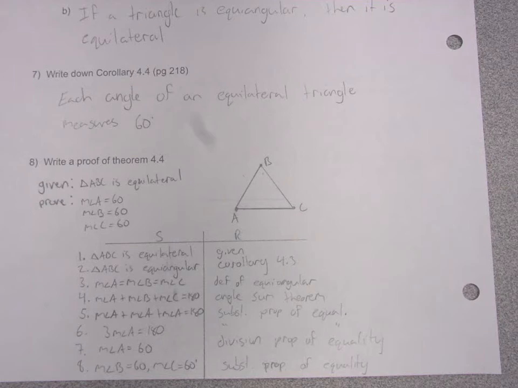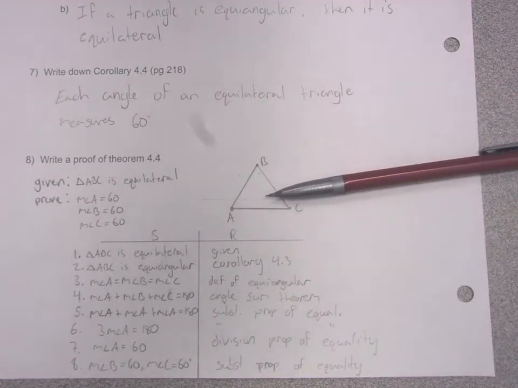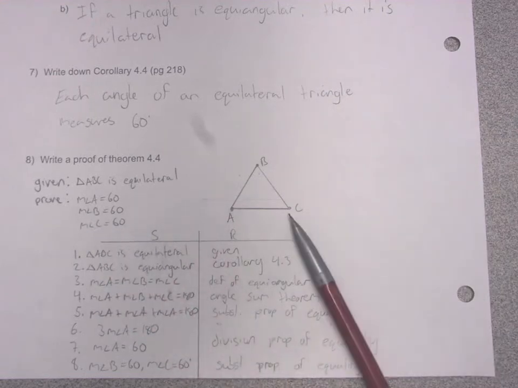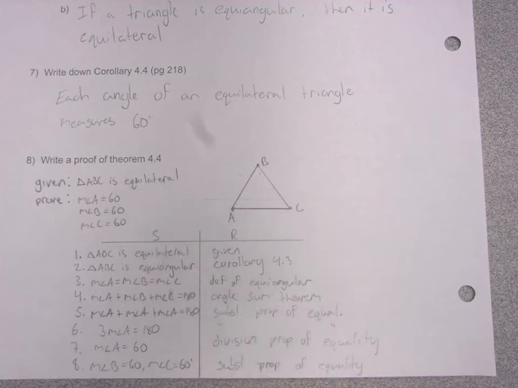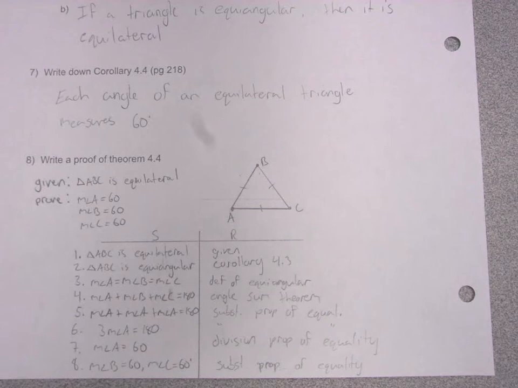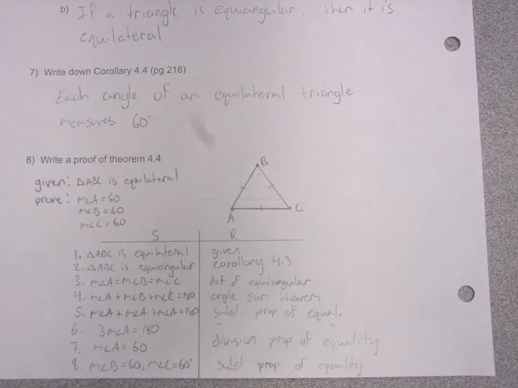So I started with an equilateral triangle. This corollary wasn't written in if-then form, but if I wanted to force it to be if-then form, it would say, if a triangle is equilateral, then the measure of each angle is 60 degrees. So the if part is that I have an equilateral triangle. The then part is that I want to show that all these angles are 60. So I start with ABC is an equilateral triangle, given.